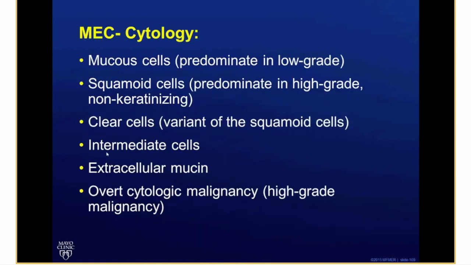On cytology, these are the classic cells you can see with mucoepidermoid carcinoma. You can see mucoid cells, which are more common in low-grade mucoepidermoid carcinoma. You can see squamoid cells. They tend to be more prominent in higher-grade and they're usually non-keratinizing. You can see clear cells. You can see intermediate cells. A ton of mucin in the background. But if it's overtly malignant, it can be really tough to classify the tumor as mucoepidermoid carcinoma on cytology.